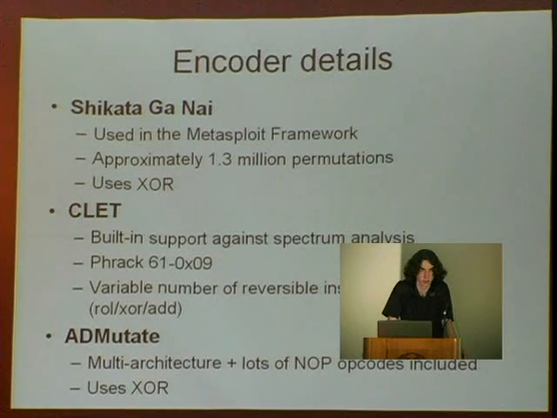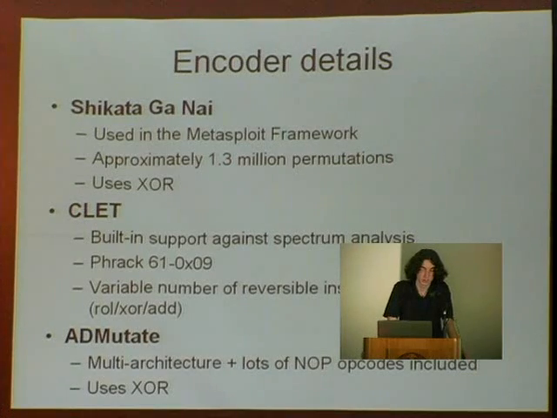Some details on the encoders. Shikata Ga Nai is used in Metasploit Framework 2.x and 3.x. The versions vary slightly, and I think the 3.x one had some bugs in it which made it slightly weaker. It has approximately 1.3 million permutations, and it uses a 4-byte XOR key. So it ciphers the payload by XORing memory addresses with the 4-byte key.